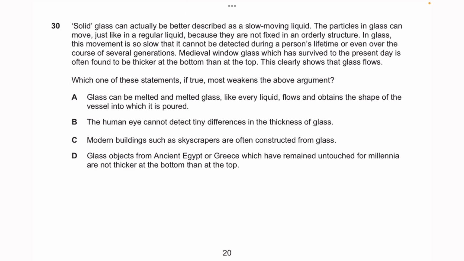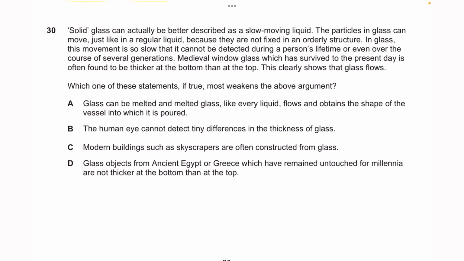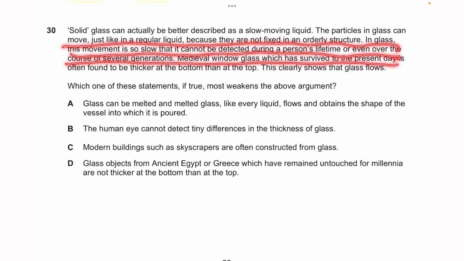Let's have a look at question 30 now. So question 30 says this. It says that solid glass can actually be better described as a slow-moving liquid. The particles in glass can move just like in a regular liquid because they are not fixed in an orderly structure. In glass, this movement is so slow that it cannot be detected during a person's lifetime or even over the course of several generations. Medieval window glass, which has survived to the present day, is often found to be thicker at the bottom than at the top. This clearly shows that glass flows.